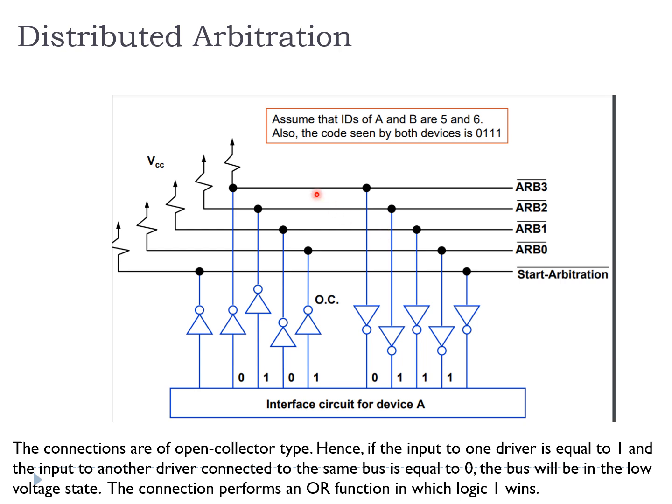Now every device will be able to read the values in the arbitration line. When they read the arbitration line, they compare their ID with the ID value of the arbiter line from the most significant bit, and if it matches with theirs, then they win the arbitration. Otherwise, they lose the arbitration.